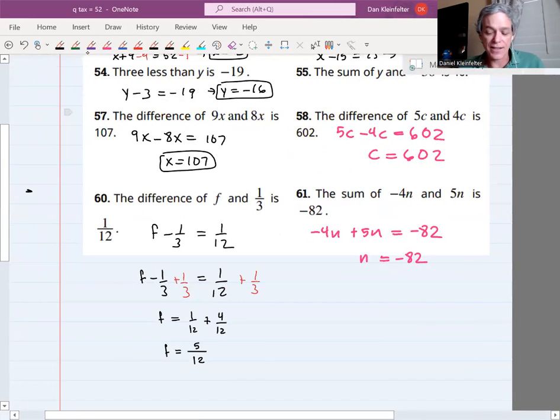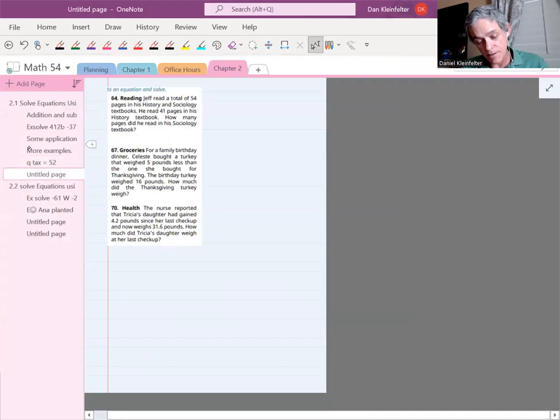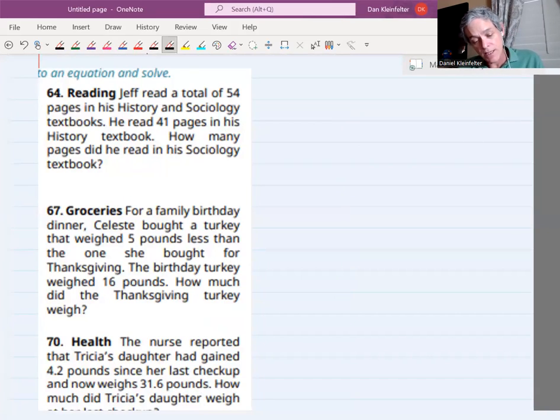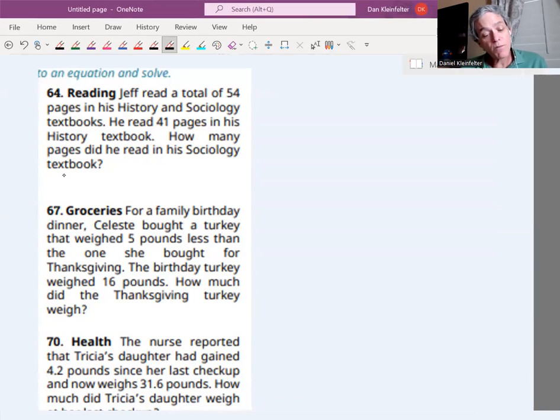Translating from English into math and then doing the solves. Okay, last couple of examples. These ones are a couple more story problems. So here it says Jeff read a total of 54 pages in his history and sociology book. He read 41 pages in his history book. How many pages did he read in his sociology book?